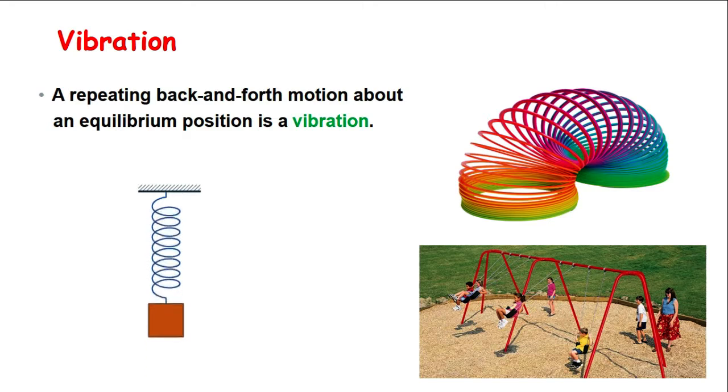If you look at the spring below, the spring is going up and down, and it keeps moving up and down. That's called a vibration. So a vibration is just a repeating motion about its equilibrium point. Another example, look at the swing. The swing is moving back and forth and just repeating that motion. That's called a vibration.